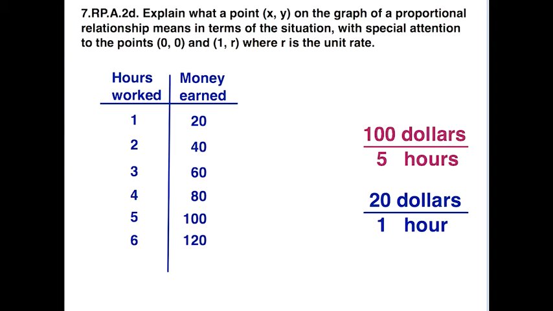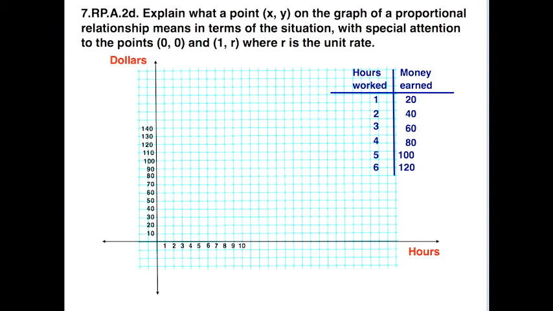Let's fill in the rest of the values. And now let's take those values and plot them on a coordinate plane. So here's our point (1, 20), the point (2, 40), the point (3, 60), and the rest. We note that they are in a linear pattern, so we connect the dots and we have this line for our graph.